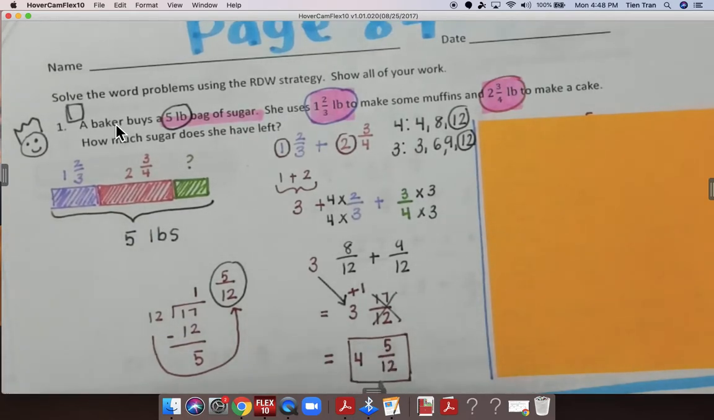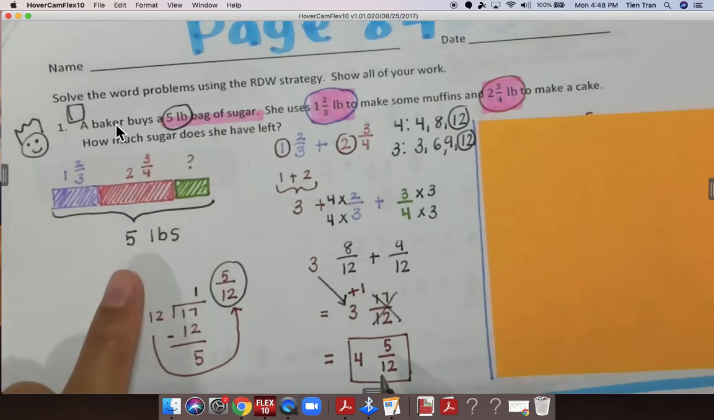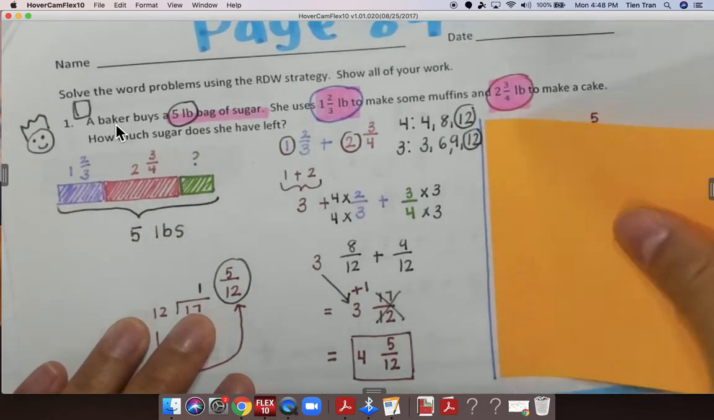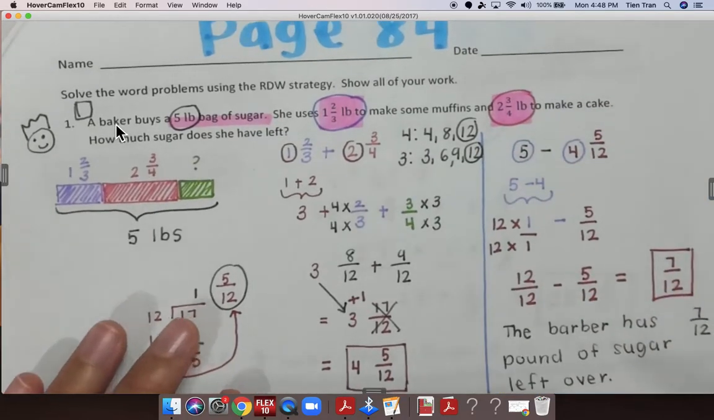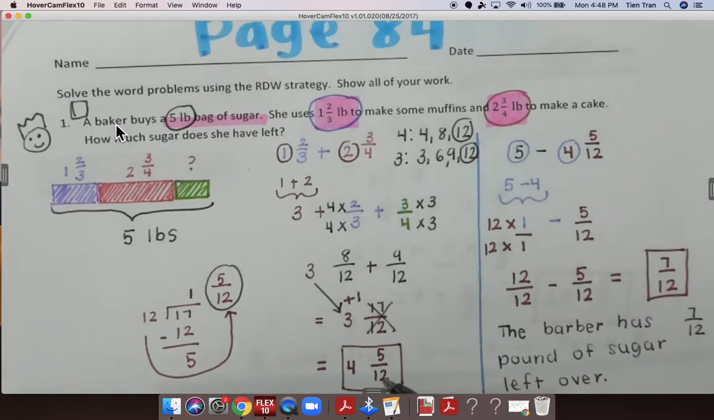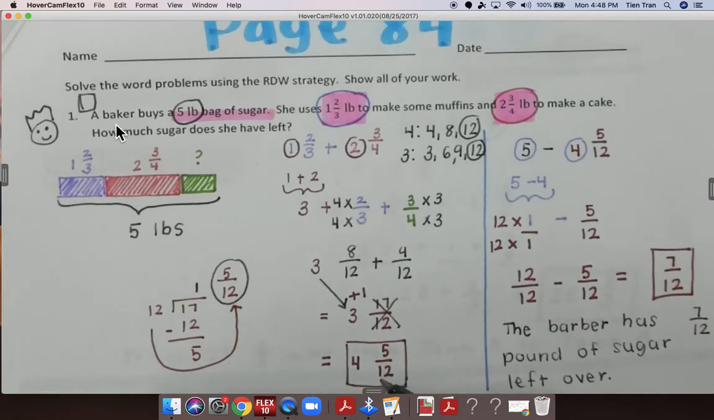So now to find out what the green piece is equal to, I'm going to subtract 5 pounds. So over here, I'm going to show you how I subtracted 5 pounds. 5 pounds minus 4 and 5/12. Where did I get 4 and 5/12? From what I solved earlier.